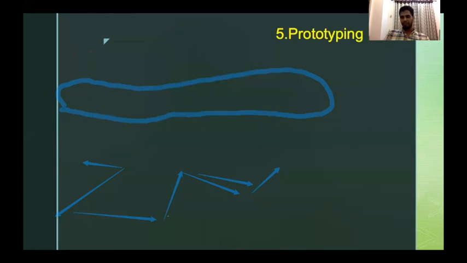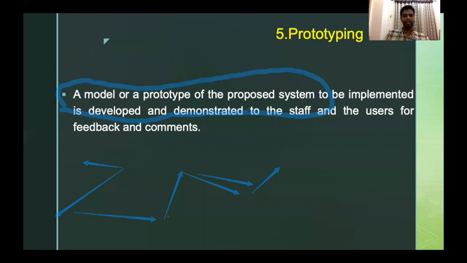Number 5, prototyping. I have already explained what is prototyping, right? A model or a prototype of the proposed system. ஒரு மாடல் ஒன்று இருக்கலாம், அதாவது ஏற்கனவே செஞ்ச மாதிரி ஒரு சாம்பிள் மாடல், அவங்க என்ன சிஸ்டம் எதிர்பார்க்குறாங்களோ அதுக்கு ஏற்ற மாதிரி. ஓகே, ஃபார் எக்ஸாம்பிள் ஷாப்புக்குரிய சிஸ்டத்துக்கு நாங்கள் ஹாஸ்பிட்டலுக்கு செஞ்ச சிஸ்டத்தை கூட கொடுக்கலாம். அண்டர்ஸ்டாண்ட்?